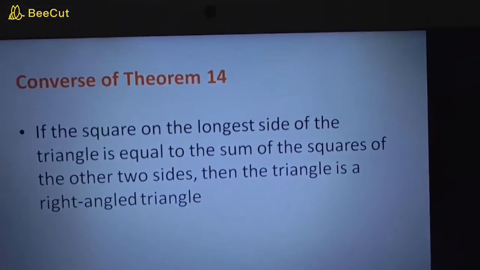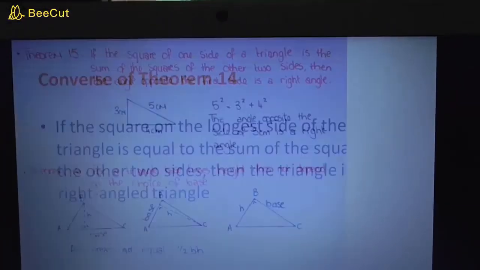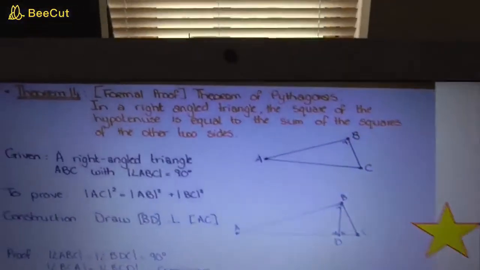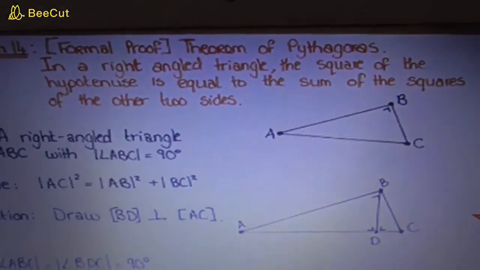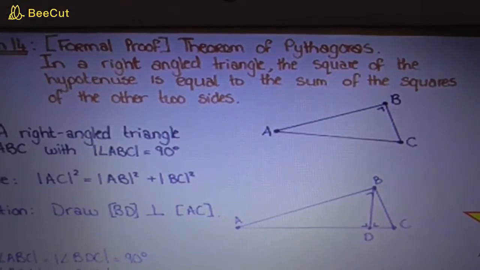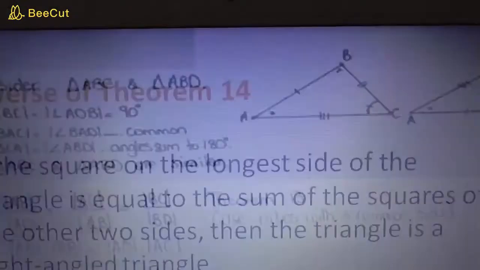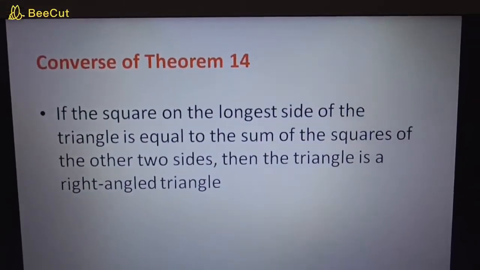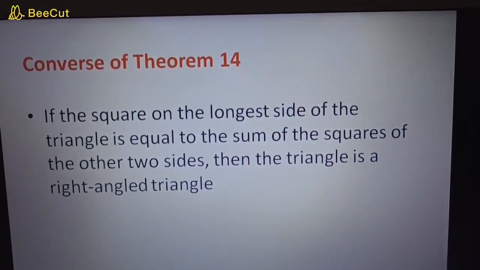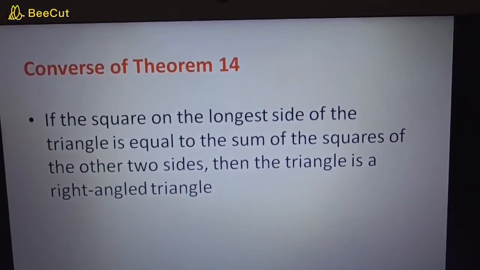Right, next I'm going to look at the converse of Theorem 14. The theorem itself stated that in a right angled triangle, the square of the hypotenuse is equal to the sum of the squares of the other two sides. Well, then the reverse of that would be the converse. If the square on the longest side of the triangle is equal to the sum of the squares on the other two sides, then the triangle is a right angled triangle.